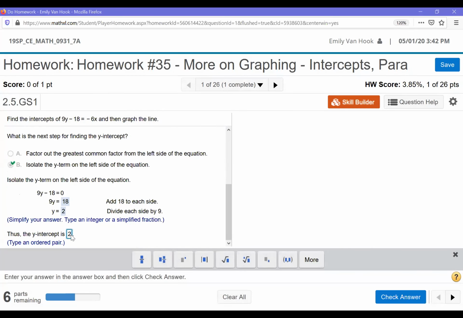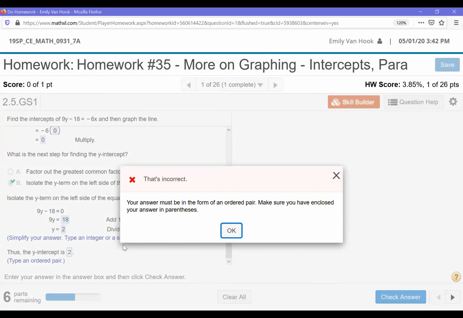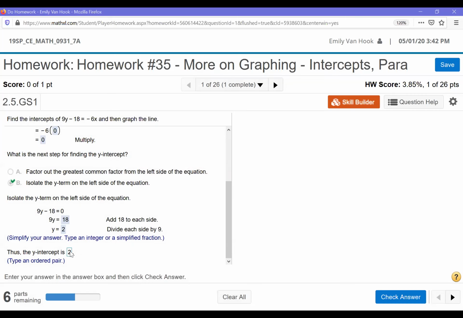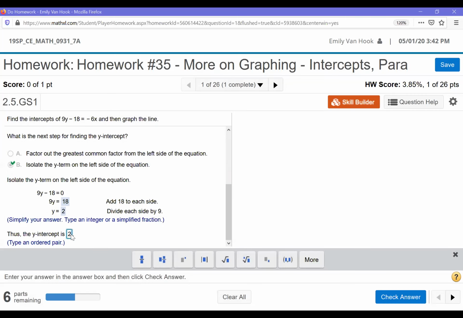Now, if you just type 2, I don't think it's going to accept it. See, your answer must be in the form of an ordered pair. So try to remember to do that. Type an ordered pair. (0, 2) is what we want.